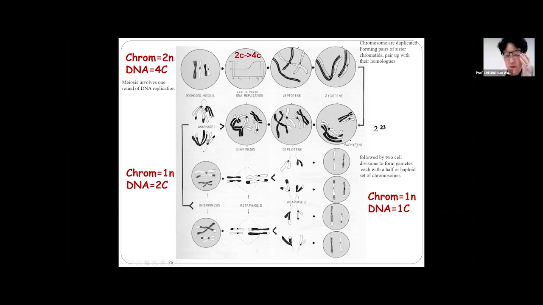And when it enters the pachytene, they start crossing over, recombining the DNA. And then they keep on going to diplotene, and then go to anaphase, and then start the second round of meiosis. In the end, after the 2 cell divisions, they form gametes, each with a half or haploid set of chromosomes.